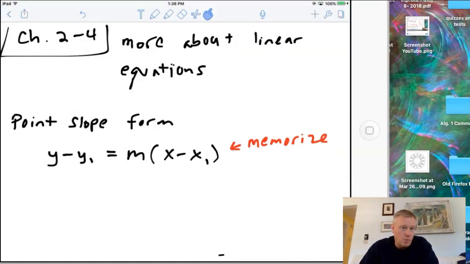This is the point-slope form. Y minus y1 equals m times x minus x1. I'd like you to memorize that, please. We derive this from the slope formula. I'll show you exactly how we do that.